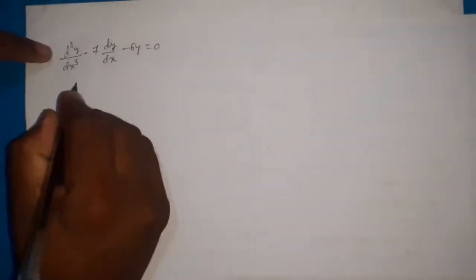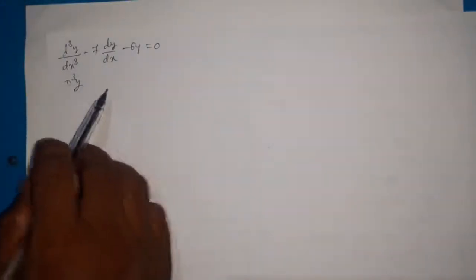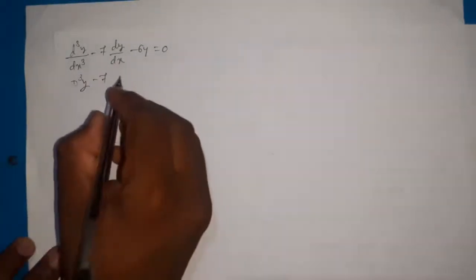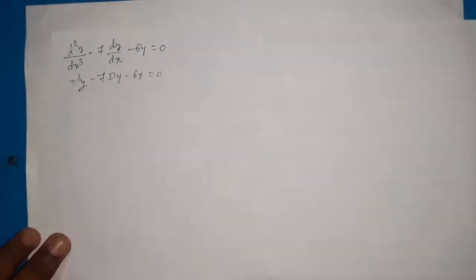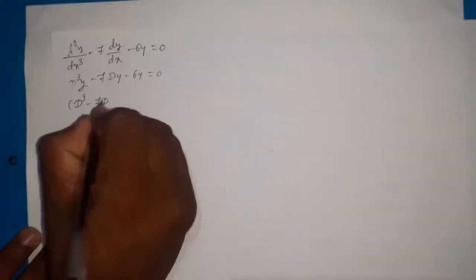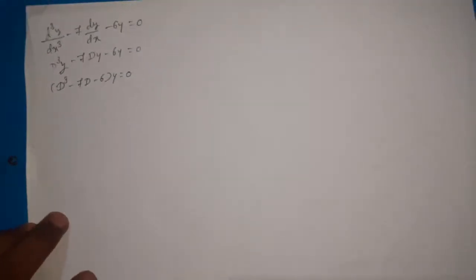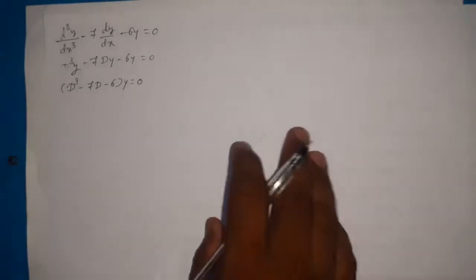So here this is equal to D cube y, because here it is d cube y by dx cube, then minus 7, that is constant as it is, then dy by dx can be written as Dy, minus 6y is equal to 0. Then in the next step we write y in common. Therefore that is D cube minus 7D minus 6 into y is equal to 0. So this is the symbolic form of the given differential equation.